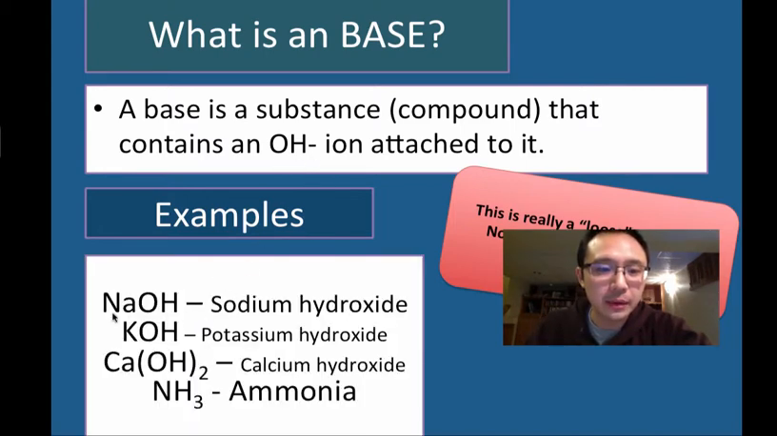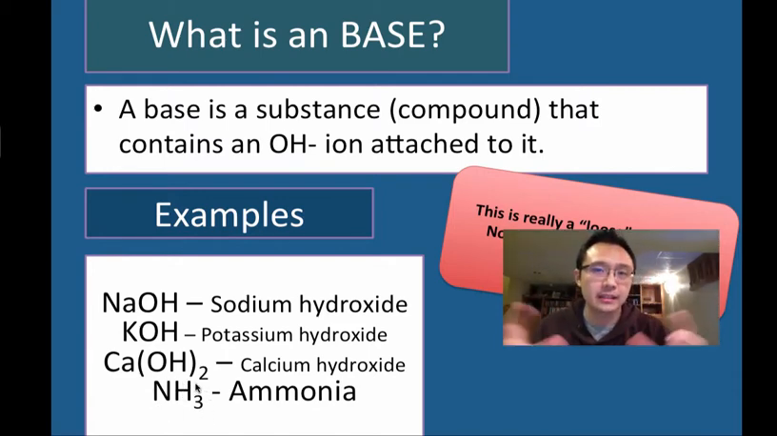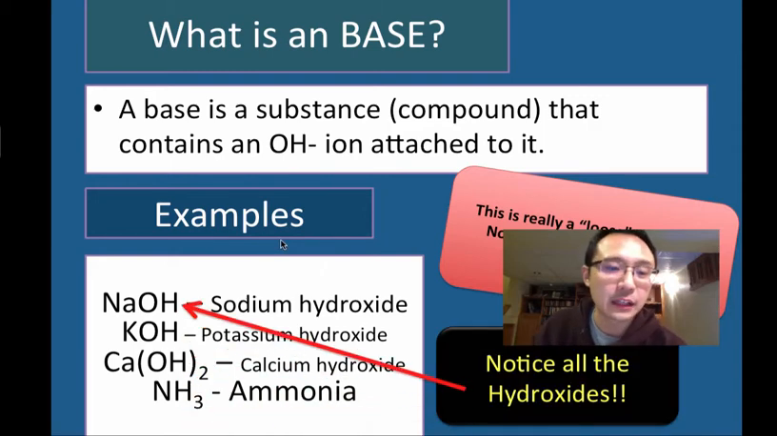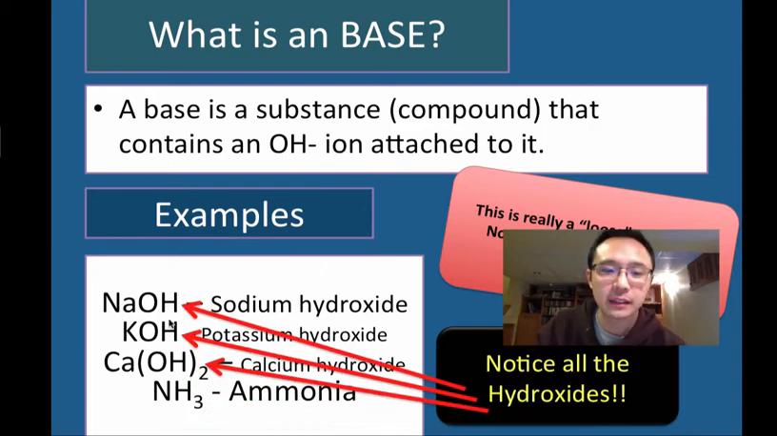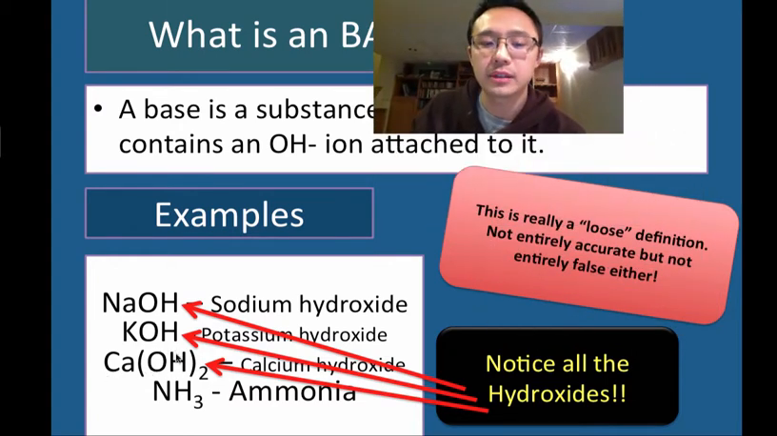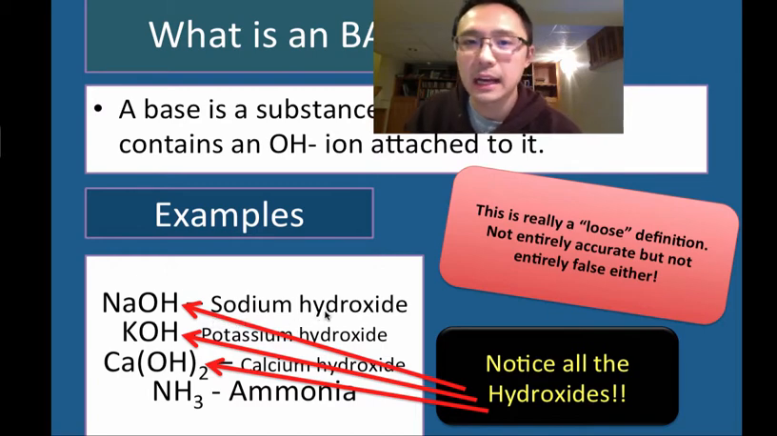So here are some examples: NaOH, KOH, CaOH2, and the last one, ammonia, is a little bit different. How we define ammonia is actually the more developed definition of a base, but don't worry too much about that for now. If you look at this, you can see all the hydroxides are last in the listing because they're negative. So Na is positive, OH is negative, K is positive, OH is negative, Ca is 2 positive. That's why you need two of these OHs. And they're named the same way: the first one stays the same, the second one is hydroxide, and that's your base.